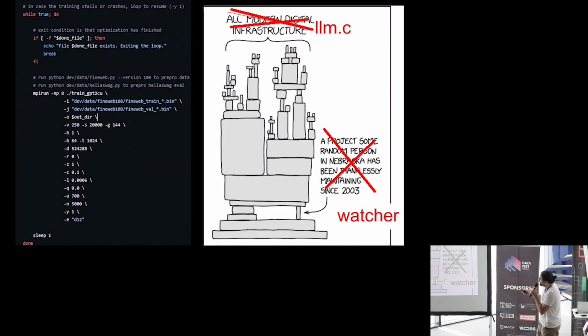And then this is more of an internal joke, where the fact is that no matter how state-of-the-art your framework is, you always have a while true loop that makes sure everything is running smoothly, otherwise things just break. And so basically the watcher, the while true, is the watcher for the llm.c project, okay?